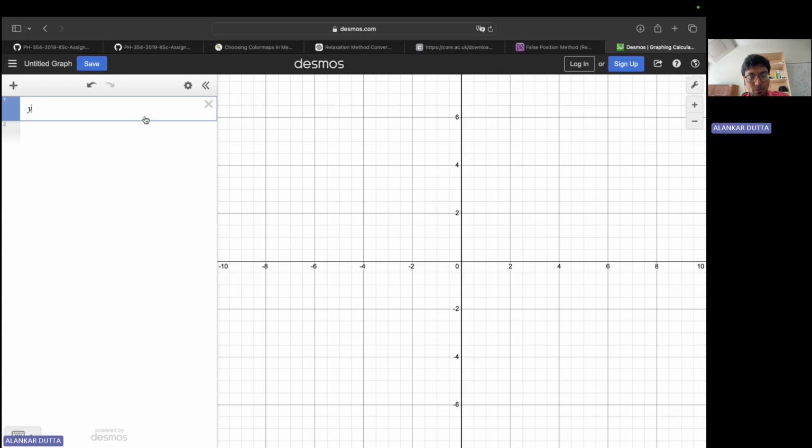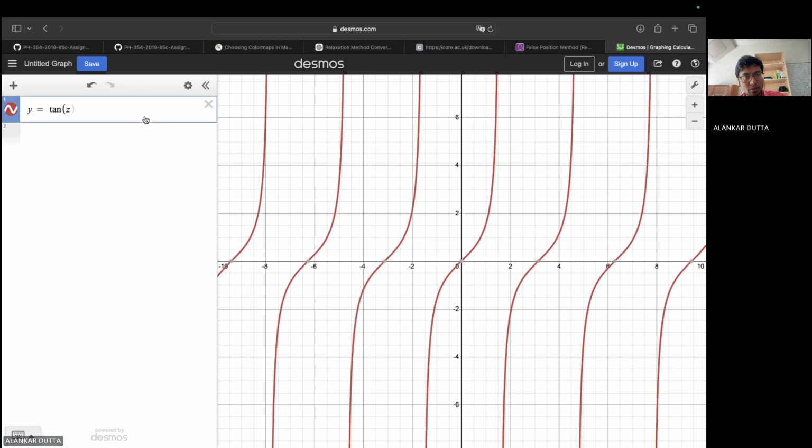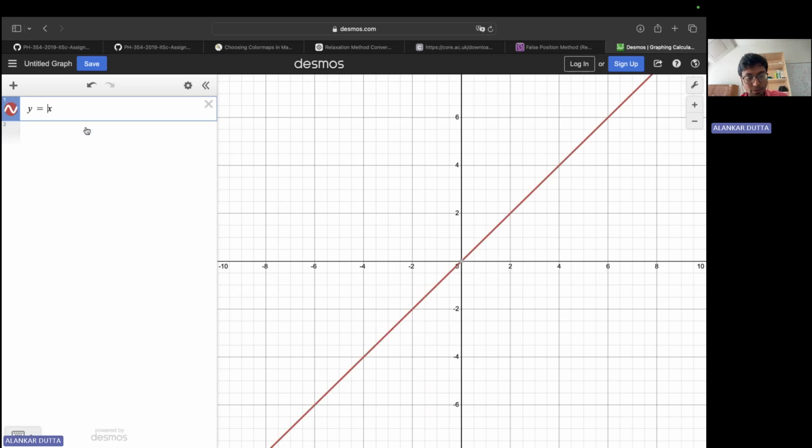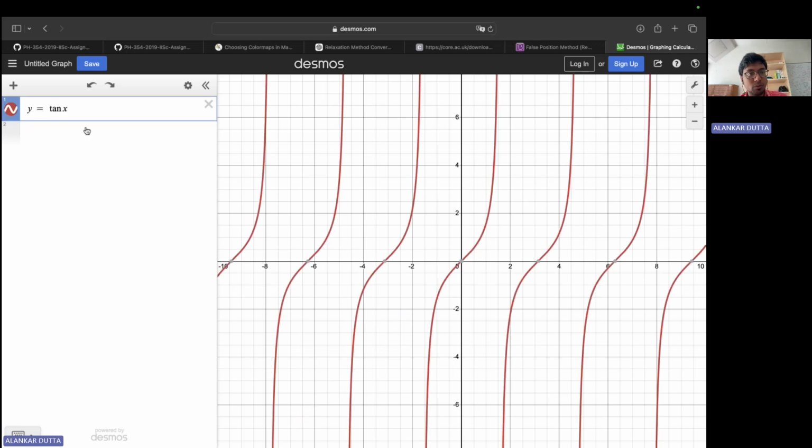Okay, so if you do y equals tan of x, you'll see that it blows up. At these points where it becomes infinite, because tan has this feature of becoming infinite at certain points, and although this is straightforward analytically, we know what's happening, if you try to implement tan numerically, it becomes a problem. And that is exactly what we would like to avoid in what we are doing.